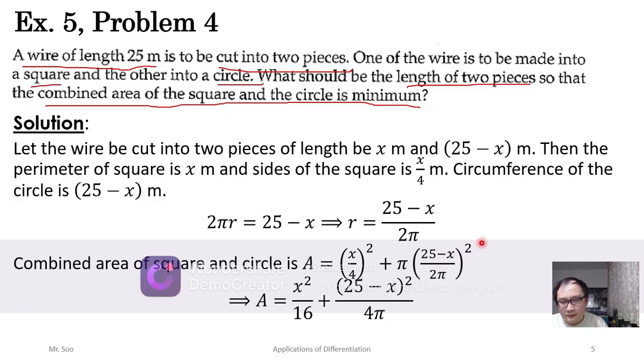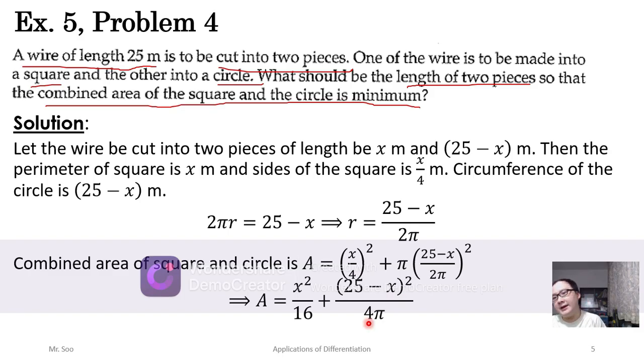x over 4 squared is x square over 16. Then this power 2 you bring in using your properties of indices from E math. The numerator will be 25 minus x squared, and the denominator will be 4 pi square. Then there's a pi outside, so pi divided by 4 pi square is 1 over 4 pi. That's why you see my denominator is 1 over 4 pi.